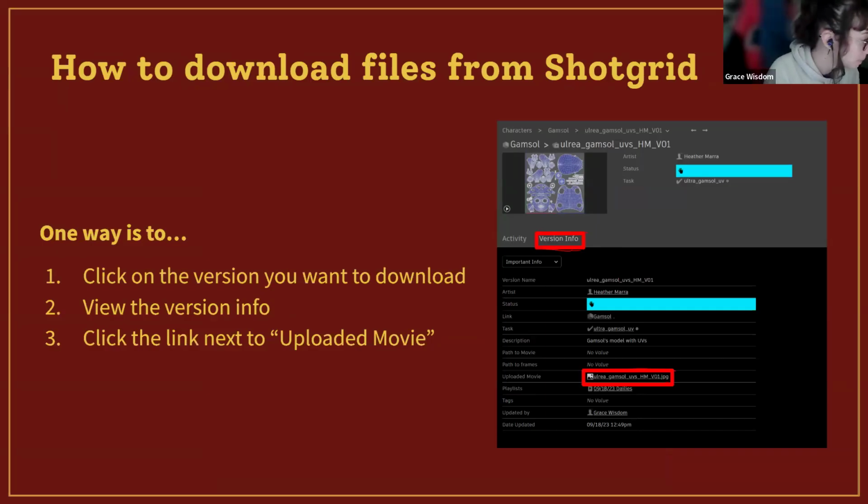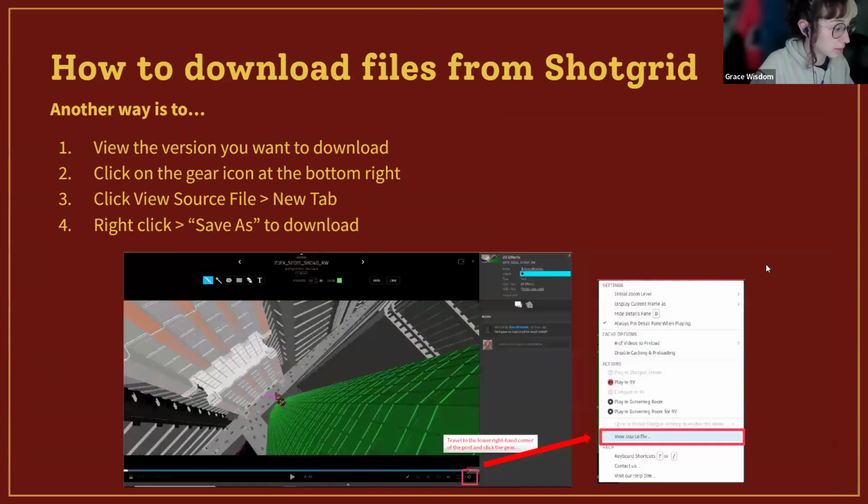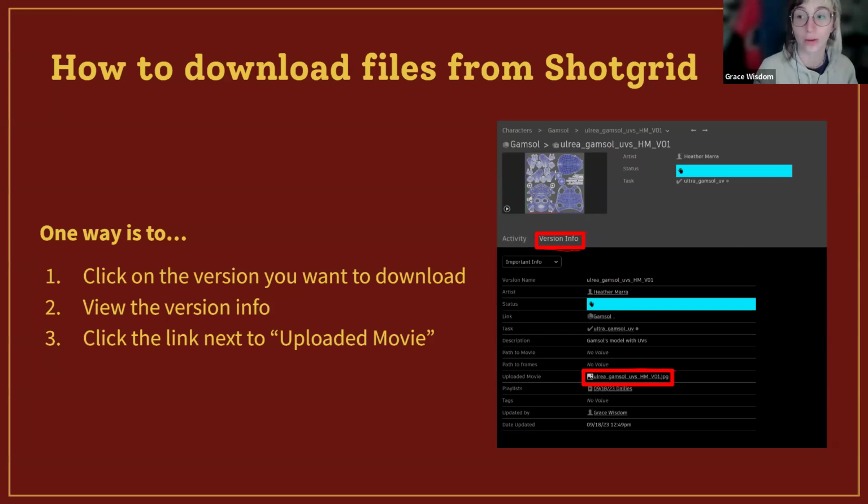And the way you do that, well, one way you do that is you click on the specific version you want to download. So, for example, you want to download this UV right here. And then you go to version info underneath that version and it's the link next to uploaded movie. When you click on it, it automatically downloads, but it's a really roundabout way of doing that. I think we have another way of doing that. Yes, we have another way. But first, Diana, you have a question.